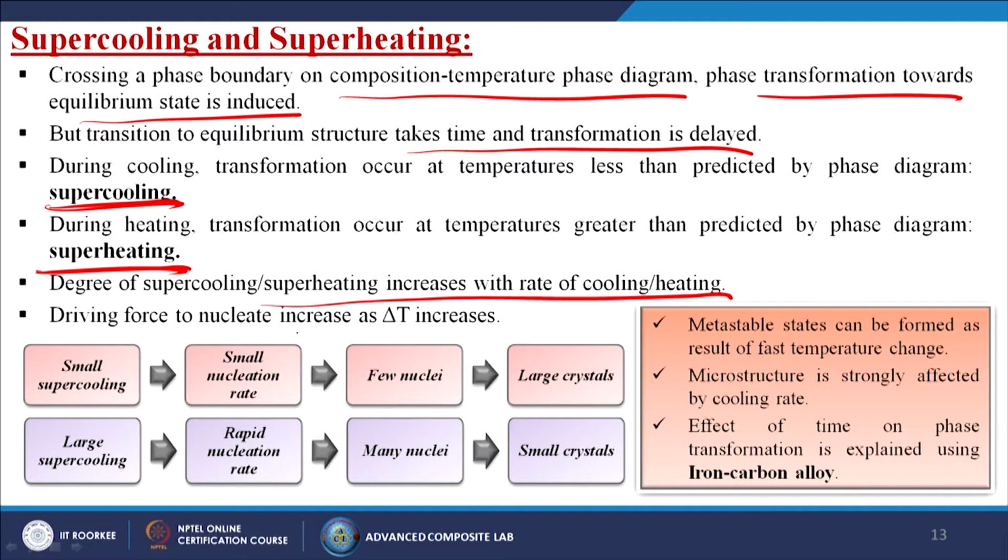Driving force to nucleate increases as delta T increases. So, small supercooling means a small nucleation rate, few nuclei and large crystals. Large supercooling means a rapid nucleation rate, many nuclei and small crystals. Metastable states can be formed as a result of fast temperature change. Microstructure is strongly affected by the cooling rate. Effect of time on phase transformations is explained using the iron carbon alloy.